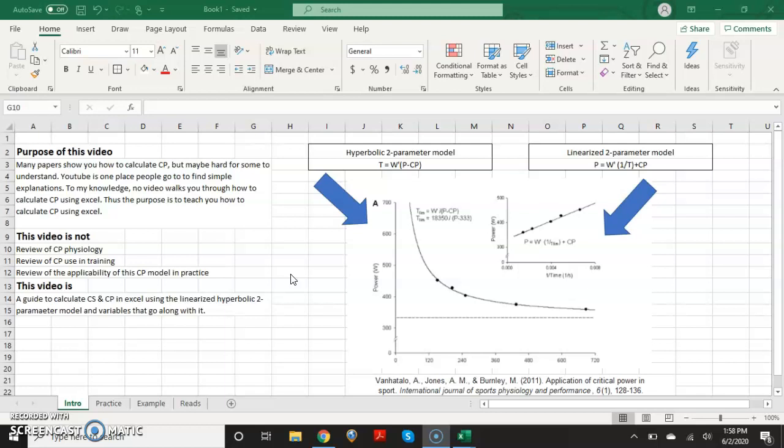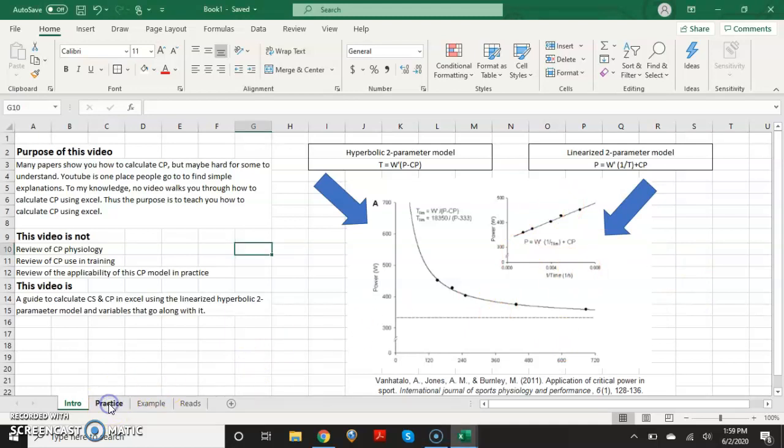So a little bit of background on what we're doing: like I said, I'll be going over the linearized hyperbolic two-parameter model. That's, in simple terms, taking this hyperbolic relationship between power and time, or speed and time, which would also have the same relationship, and then converting it into a linear regression so that it's easier to calculate the two parameters of critical power and W prime, or if you're using speed, critical speed and D prime. So that's all I'm doing.